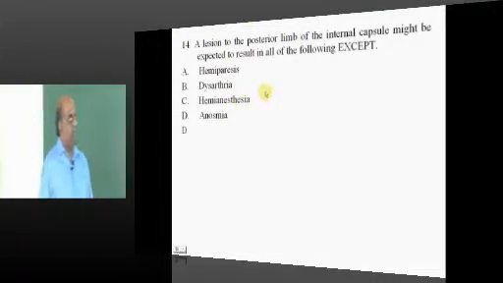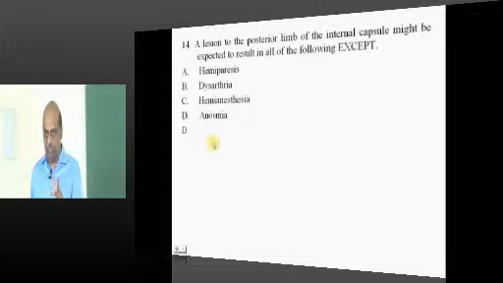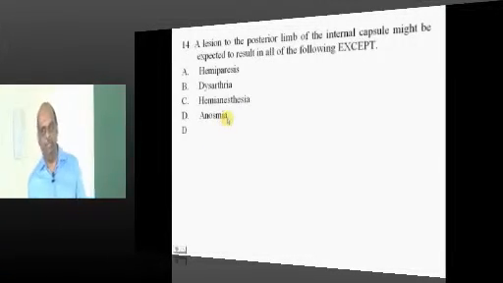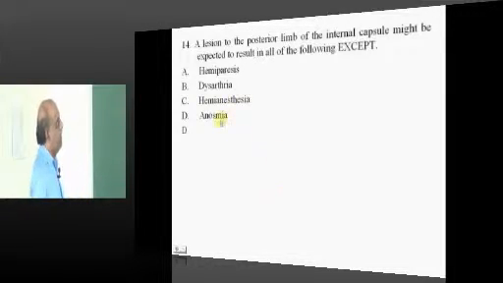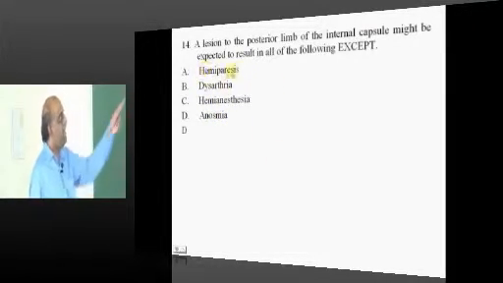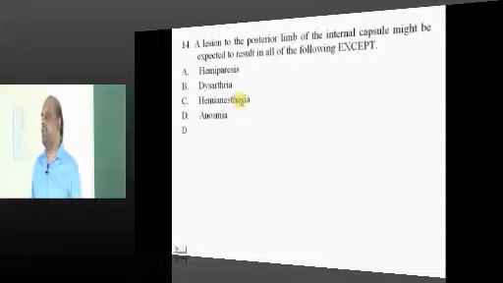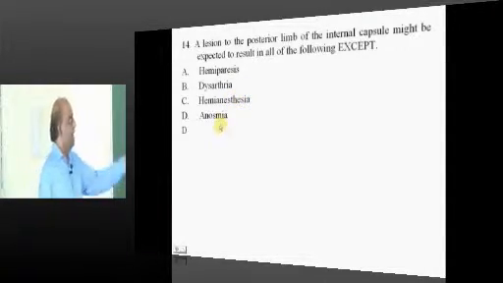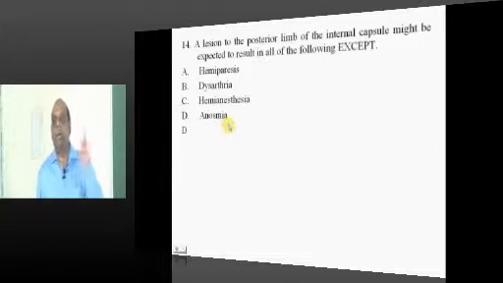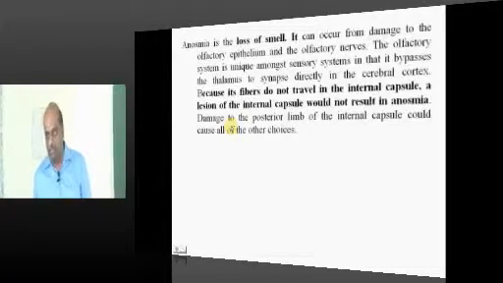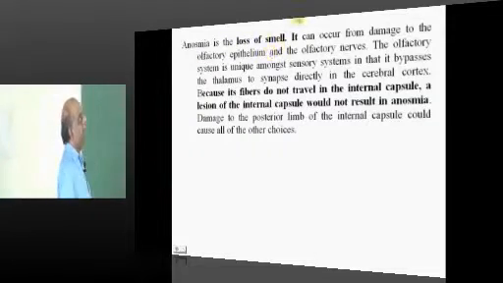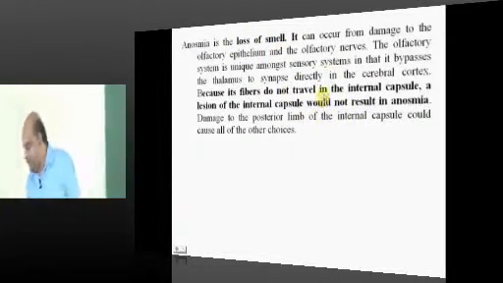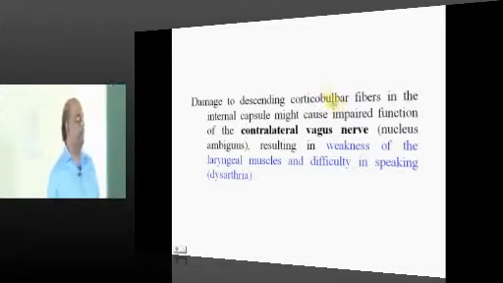Now doctor, internal capsule, it has a genu, anterior limb, posterior limb, right? Now hemianesthesia, dysarthria, hemiparesis, they are all the problems which can occur when the internal capsule gets affected. But the fibers of the smell don't pass through the internal capsule. So that is the reason anosmia is not a feature if the internal capsule gets affected, is what I want to underscore to all of you.